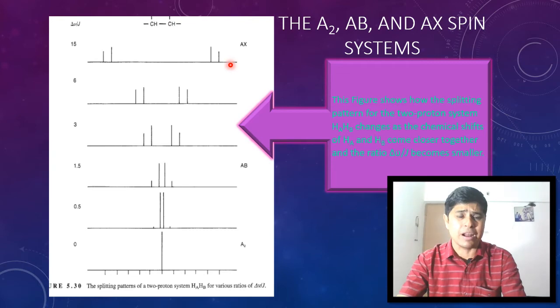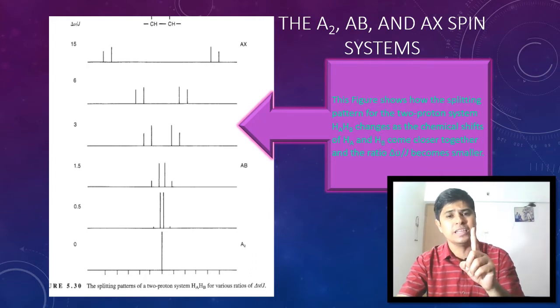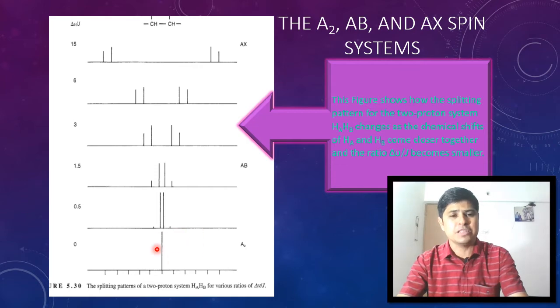Now in another way, we can say that when these two groups of protons, this CH and this CH, are in the same chemical environment, they will give one single peak. That means both these protons are completely equivalent, chemically and magnetically, hence they will give only one peak, and that spin system will be an A2 spin system. As there are two nuclei, we are calling it A2. And when they are in the same chemical environment, they will give only one peak.